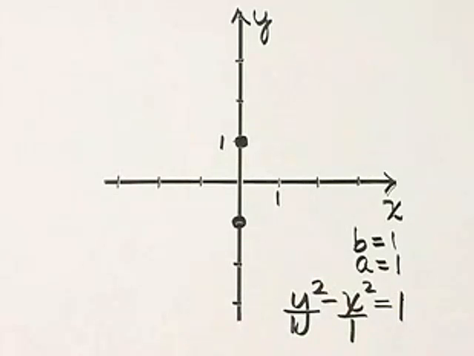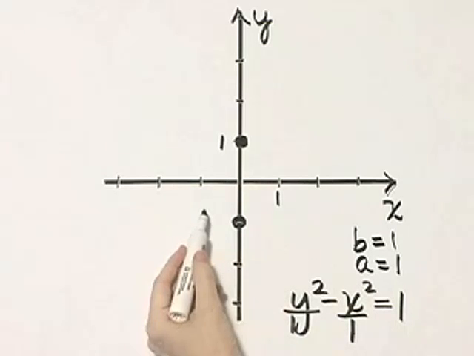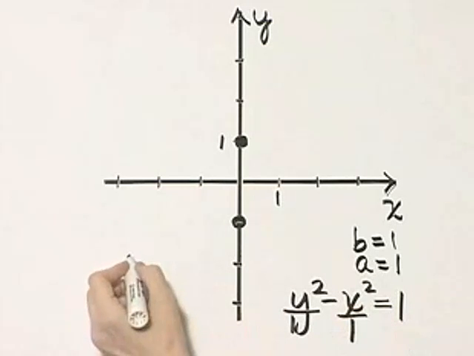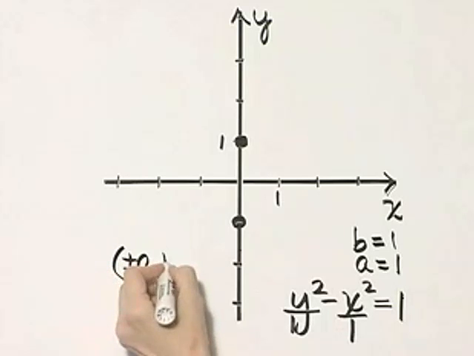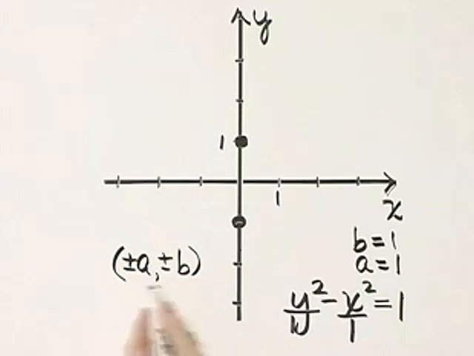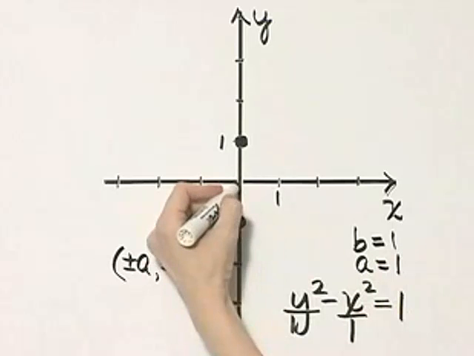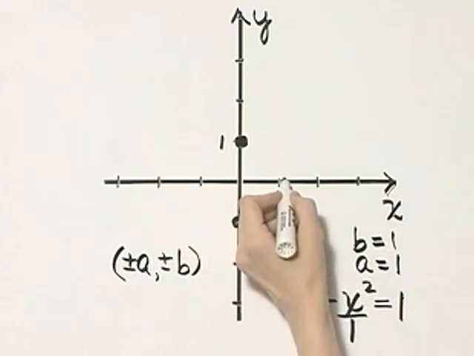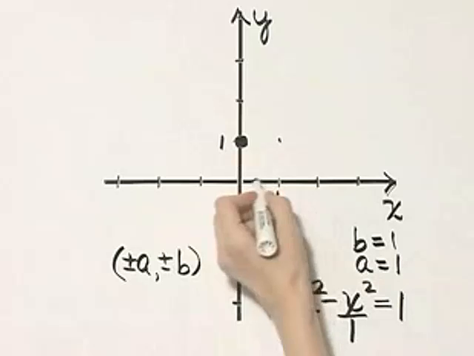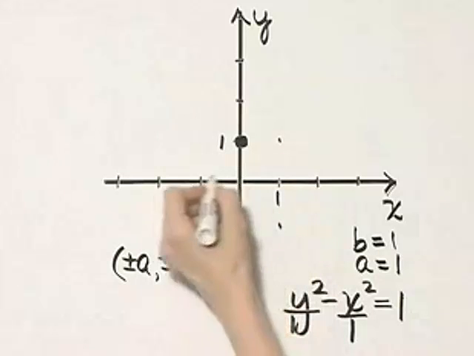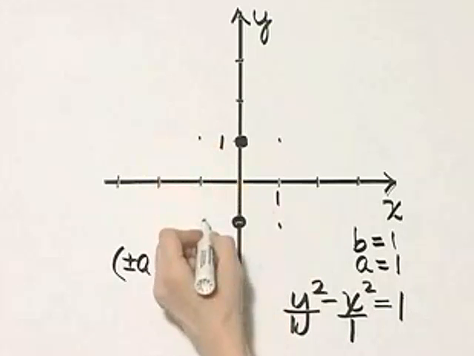If you'd like, you can go ahead and dash in a rectangle to help you draw the asymptotes that will help you draw the hyperbola. To draw the rectangle, remember you draw a rectangle using the corners of points of the form plus or minus a, plus or minus b. a is 1 and b is 1. That means the corners of the rectangle will be (1, 1), (1, negative 1), (negative 1, 1), and (negative 1, negative 1).